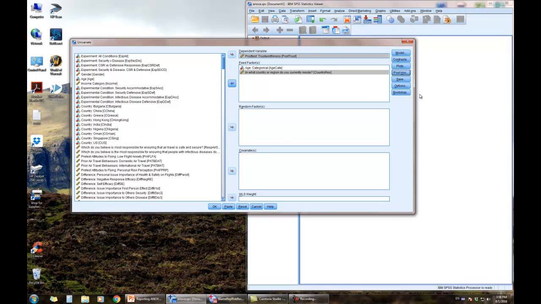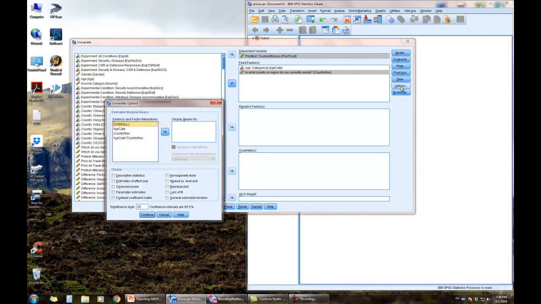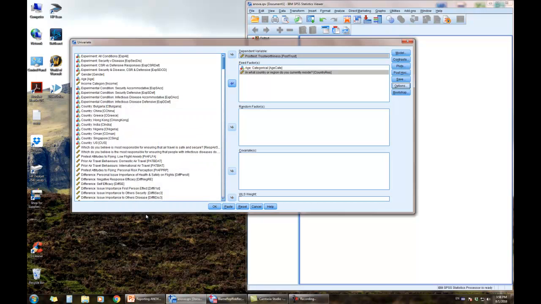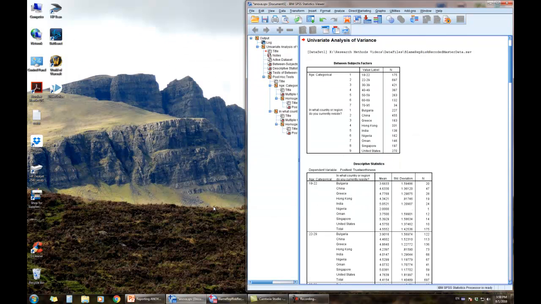Now you want to ignore the save box, but do go into options. In options, select the following: descriptive statistics and the effects of estimate size. Don't worry about anything else. Click continue. Now we're all set to run our test, so click OK.